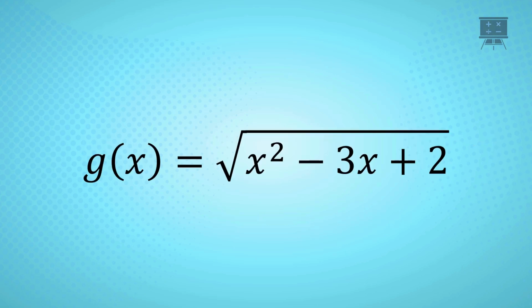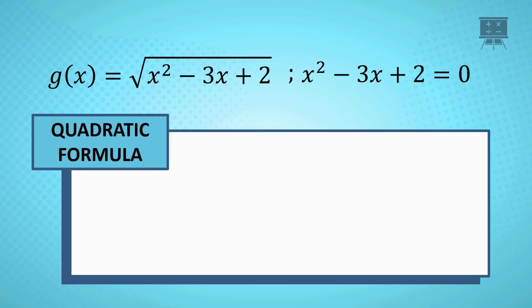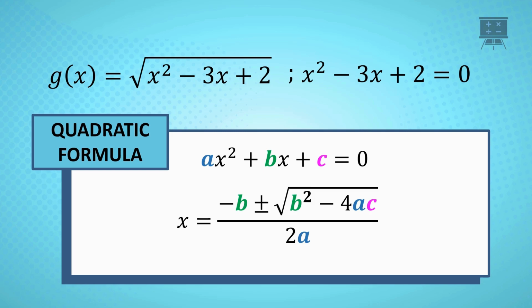Solve for the domain of this function. Here, the radicand is a second-degree polynomial. To find its domain, we find the zeros of the polynomial x squared minus 3x plus 2. An easy way to do this is by using the quadratic formula. A quick recall of the quadratic formula: if ax squared plus bx plus c equals 0, then x equals -b plus or minus the square root of b squared minus 4ac, all over 2a, with a not equal to 0.